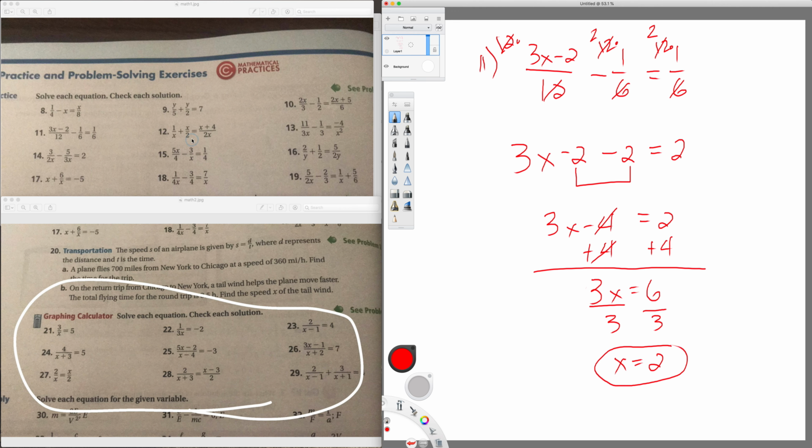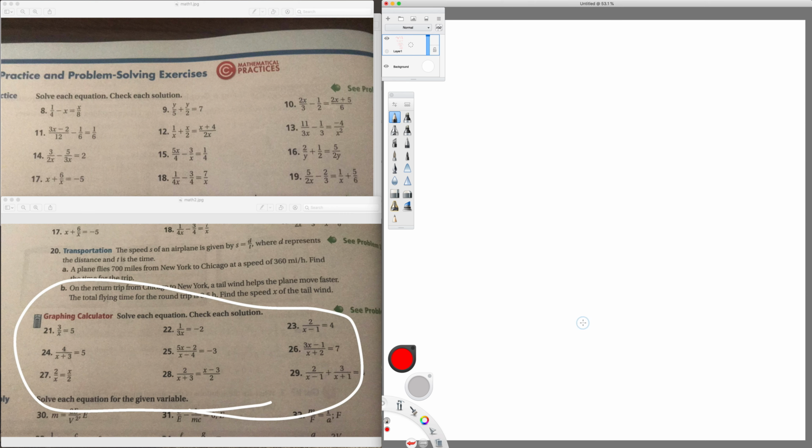And this one starts to get a little funky because we have variables in the denominator. But the variables are just part of your least common denominator, so that shouldn't really change the process any. So number 12. Let me get it down. 1/x + x/2 = (x + 4)/(2x). So if you look at your denominators, we have a 2 and a 2, so I need a 2, but I also need an x. I have a denominator that has an x in it, so my least common denominator is going to be 2x. So I'm going to multiply every piece by 2x.